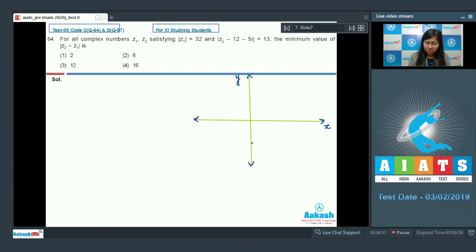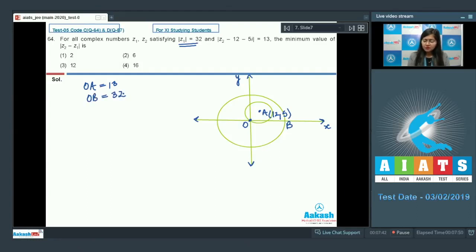Now the first equation is mod z1 equal to 32, that is, it is a circle centered at origin and radius equal to 32, right? So the circle is something like this. And the second equation has center at 12, 5 and its radius is 13. So the circle will be like this. Let us say its center is A, that is 12, 5. Then the value of OA is 13, that is radius, right? So it is passing through origin, right? And the radius OB of the bigger circle is 32.